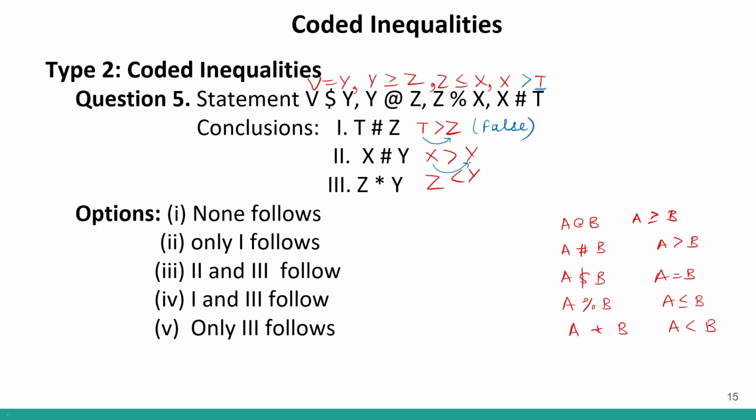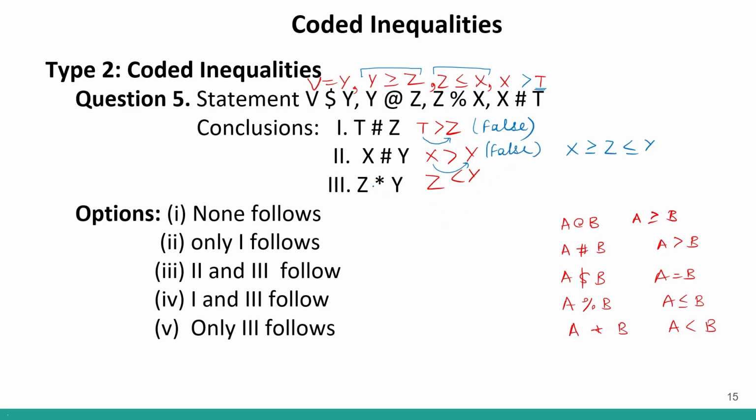Now, X is greater than Y. So we will move from X to Y. I can see this relationship between X and Z. Correct? And I can see this relationship between Z and Y. So it basically says X is greater than or equal to Z and Z is less than or equal to Y. So can we establish a relationship between X and Y? No, because we cannot proceed further. This is false.